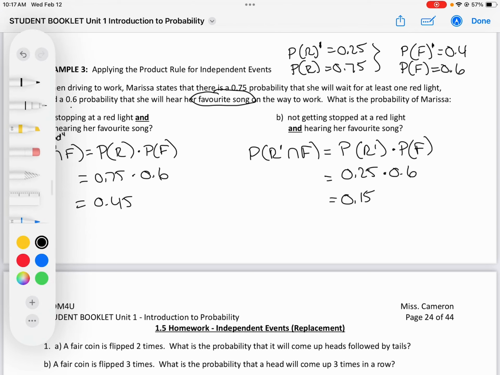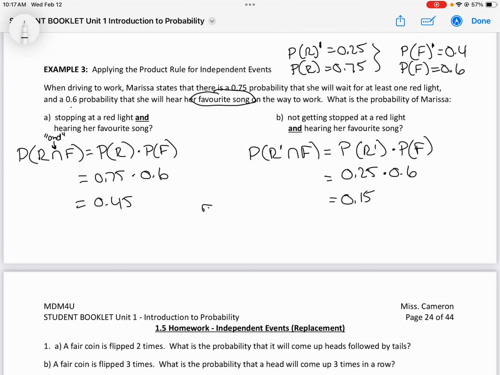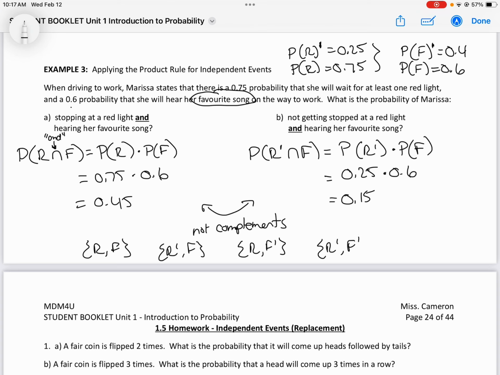Okay. And I do want to just note, these two are not complements. If you think about all four of the subsets here, the four options are red light, favorite song. There's not red light, favorite song. There's red light, not favorite song. And there's not red light, not favorite song. So we've only taken into account two of these. So we have to do the other two in order to actually add them up and make sure that they add to 100%.